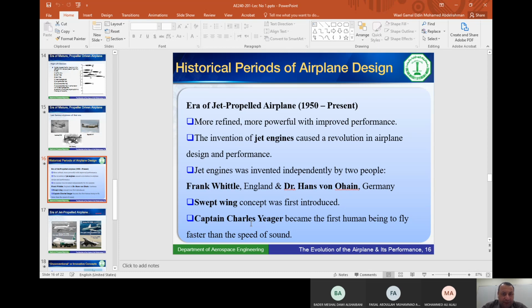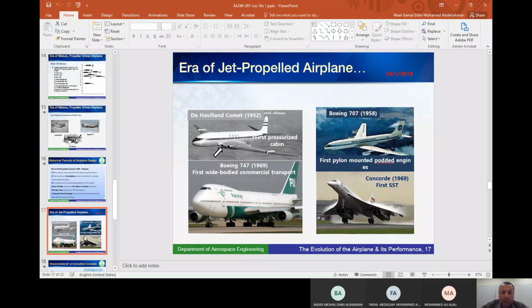So the main change in the design that was pushed by the increase of speed was the sweeping of the wing. Swept wings mean pushing the wings backward and allowing them to reduce drag at higher Mach numbers, basically in the transonic and the supersonic regime. Okay. And innovations in design continued. For example, we had pressurized cabins when aircraft were able to fly higher, above 8,000 feet, where passengers would be unhappy with an unpressurized cabin.